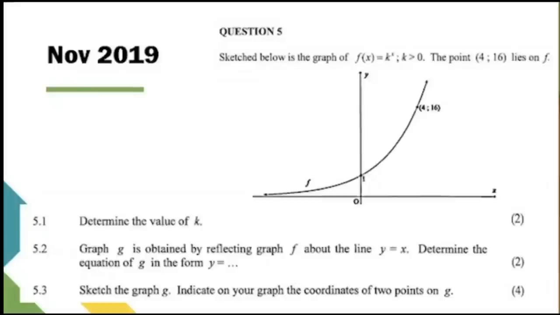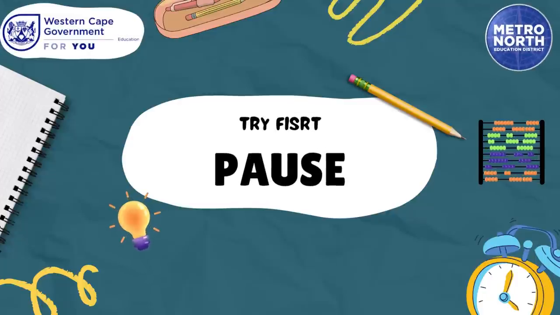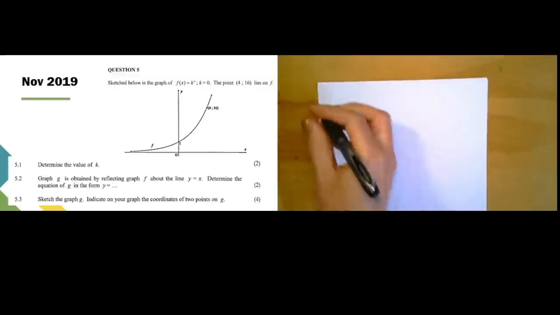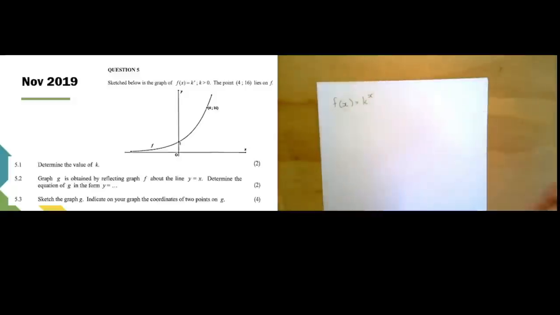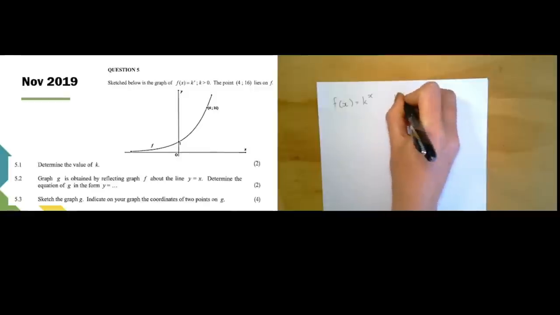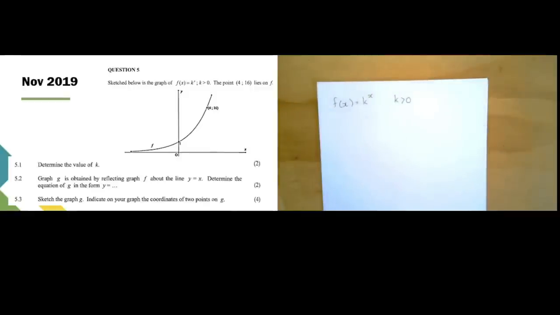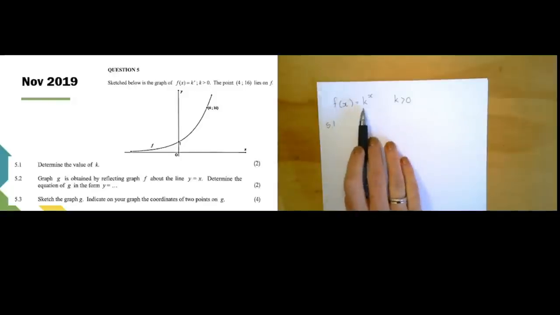November 2019. It was also question 5. They gave us the graph below, f(x) is equal to k to the power of x. And they told me that the k value is greater than 0 and that the point (4; 16) lies on f. The first question, 5.1. Determine the value of k. So how can I determine the value of k? Do I have a coordinate that lies on this graph? Yes, so I can substitute it in.